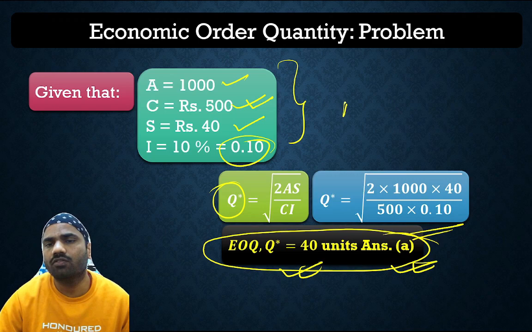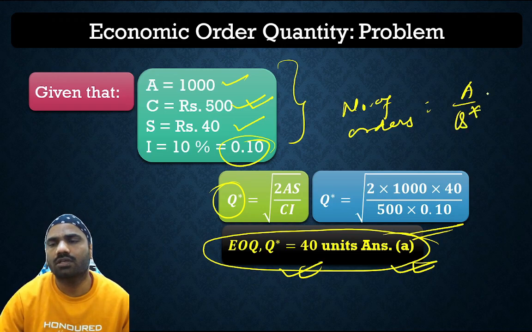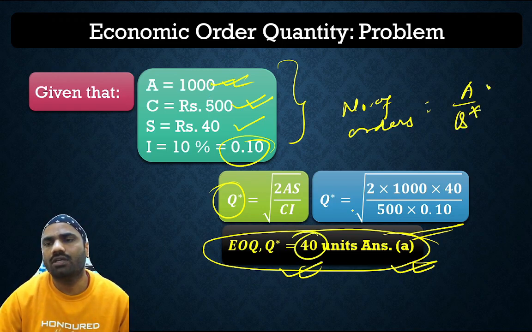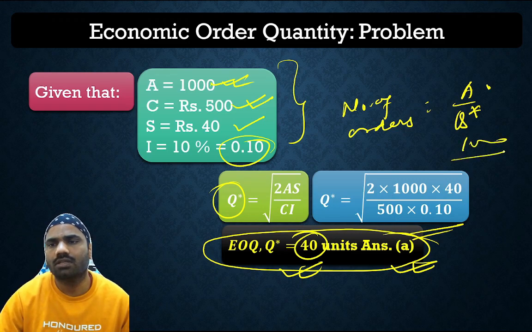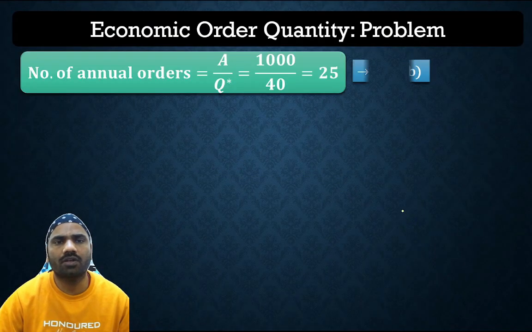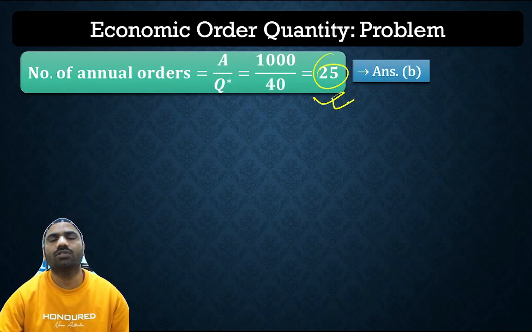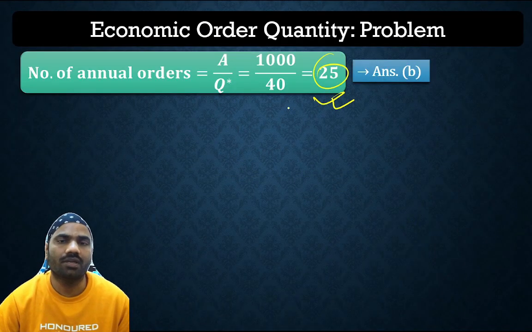We can find the number of orders, and number of orders will be annual demand by Q star. There is a demand of 1000 and Q star is 40, so we have 1000 by 40, and that will come out as 25. So we have number of orders as 25. So this is the answer of part B.